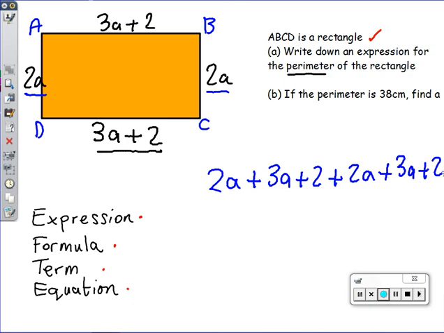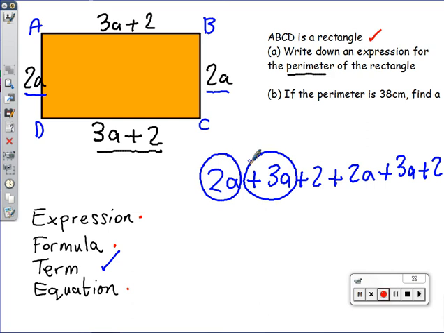It's a collection of terms. So I'll tick that word off. Each of these is a term. Remember that the plus goes with the 3a, not the 2a before it. A collection of terms which involve some algebra, so some variables, a in this case.